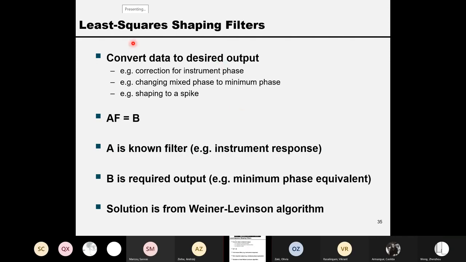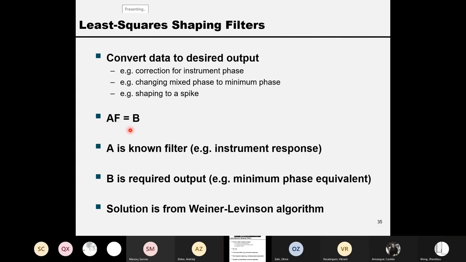So, application for the inverse filter, or this least squares inverse filter. One of the examples here is called the shaping filter. Shaping filter means trying to shape the source signature, or so-called wavelet. It's not only the source signature. We saw that they have at least three elements: source signature, receiver response, and the instrument response, right? So there's at least those. Okay, so how do we do that?